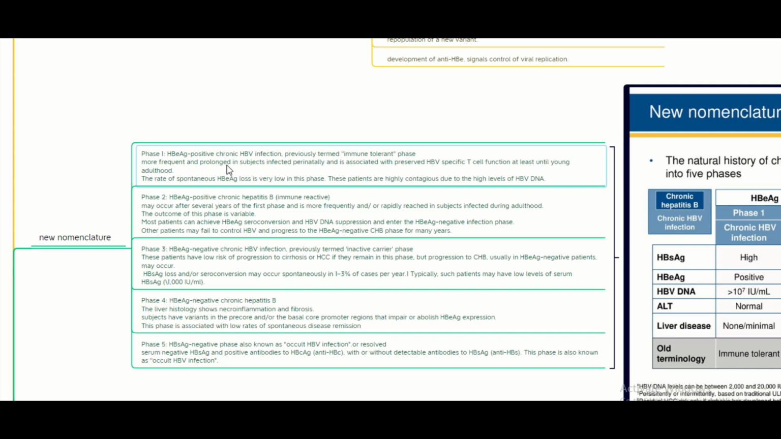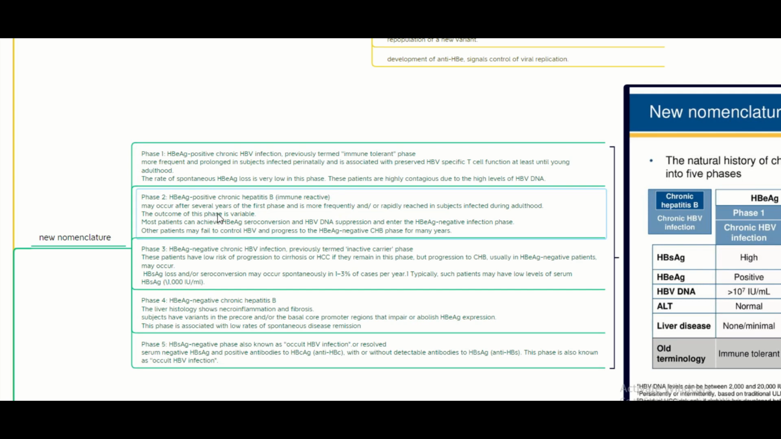It is long, and the spontaneous loss of HBe is really low. These patients are contagious because they have the highest level of DNA of all patients, because the virus is actively replicating within these people. And since they are asymptomatic, if these people don't know that they are infected, they might be a great risk for epidemiological spreading of this virus.